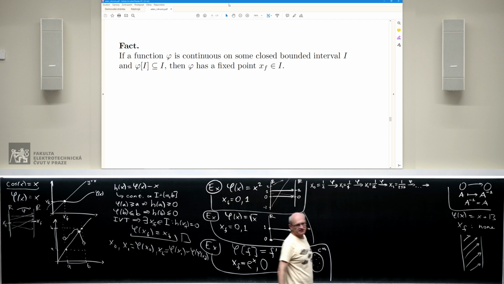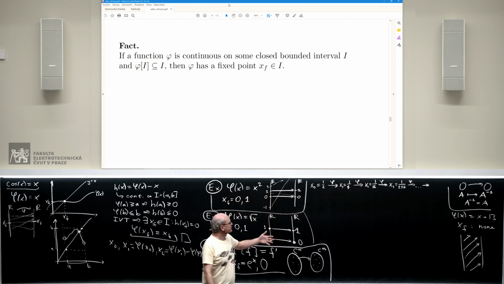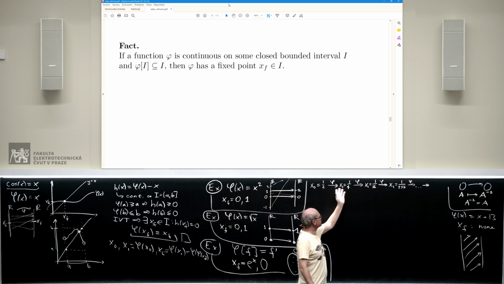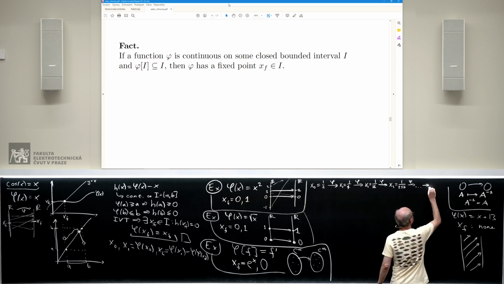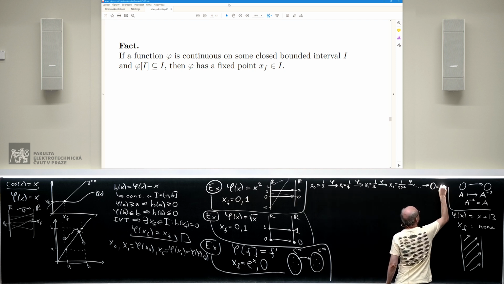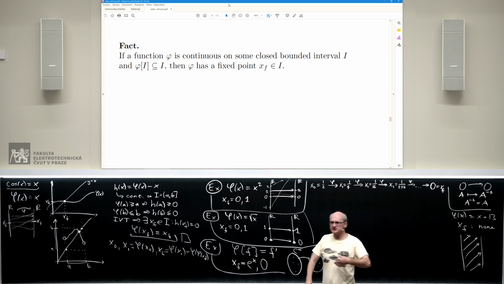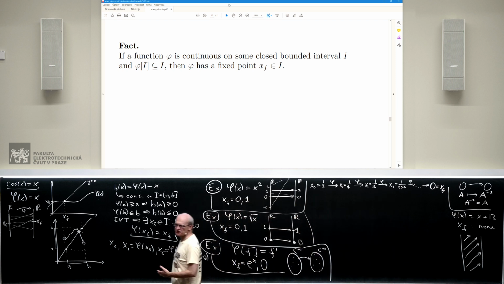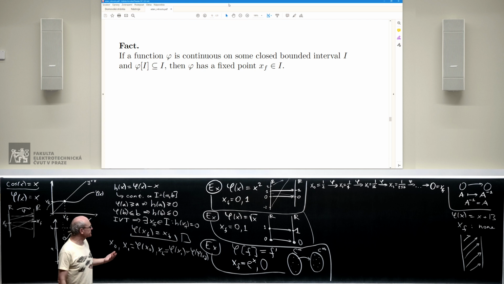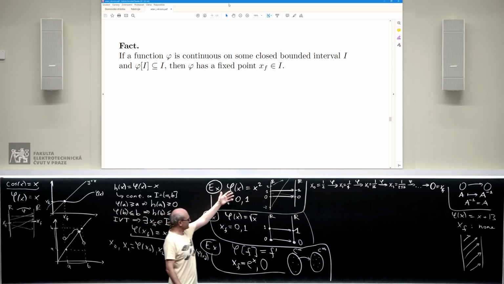And, well, I think it's obvious where we are heading. I hope you can see it for yourself that there is no other way. This actually goes to 0, which is my fixed point. So this crazy idea of repeated application of the function phi actually seems to work for this example.